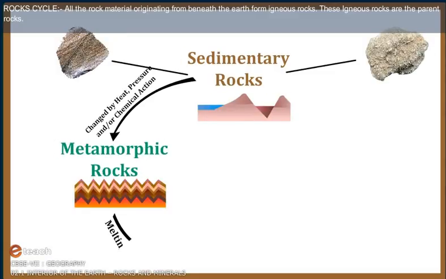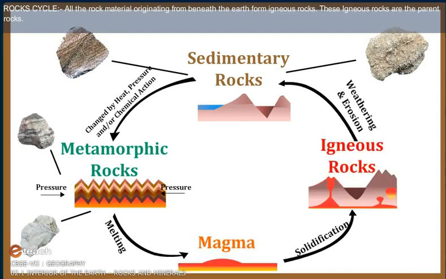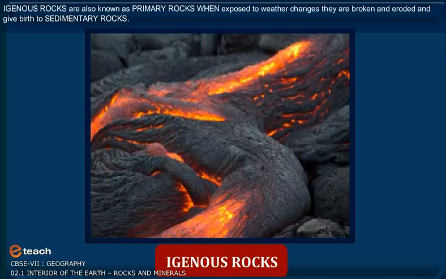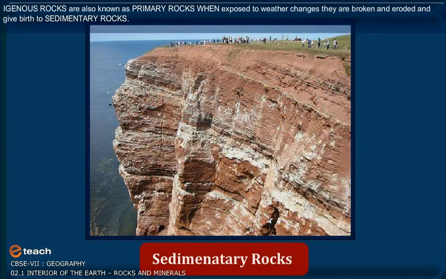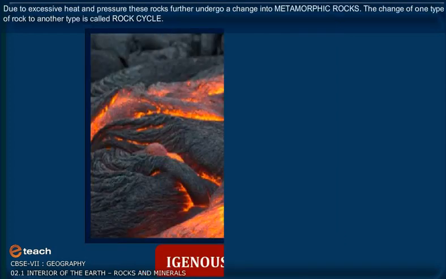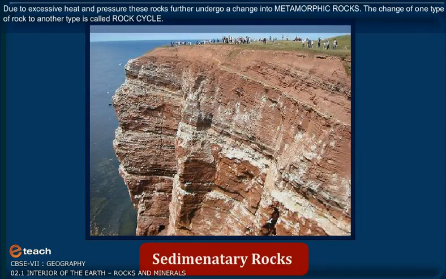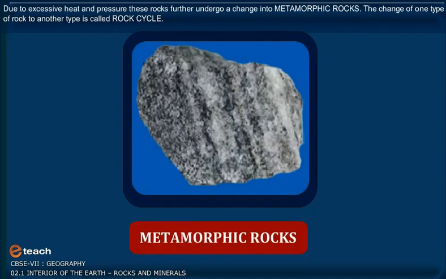Rock cycle. All the rock material originating from beneath the earth forms igneous rocks. These igneous rocks are the parent rocks. Igneous rocks are also known as primary rocks. When exposed to weather changes, they are broken and eroded and give birth to sedimentary rocks. Due to excessive heat and pressure, these rocks further undergo a change into metamorphic rocks. The change of one type of rock to another type is called the rock cycle.